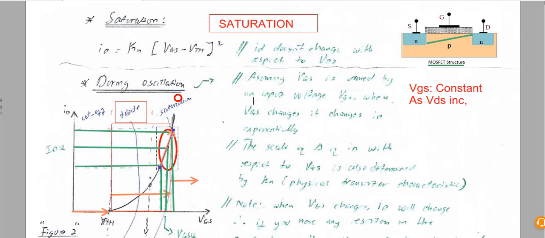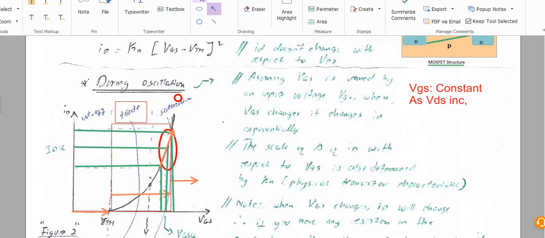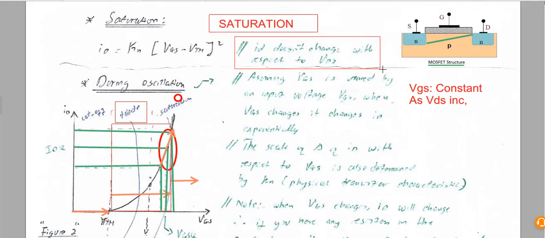So, in saturation, going through the notes then, ID does not change with respect to VDS. That means ID remains constant. And the only change in ID depends on VG, meaning it gives us an advantage of being able to change and do stuff with the transistor without looking at a lot of variables. Because if it's in triode mode, it's hard to control because the change is not linear.